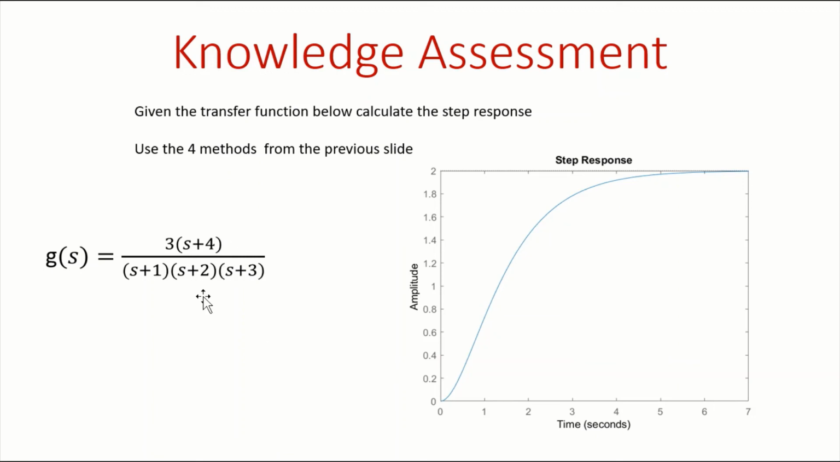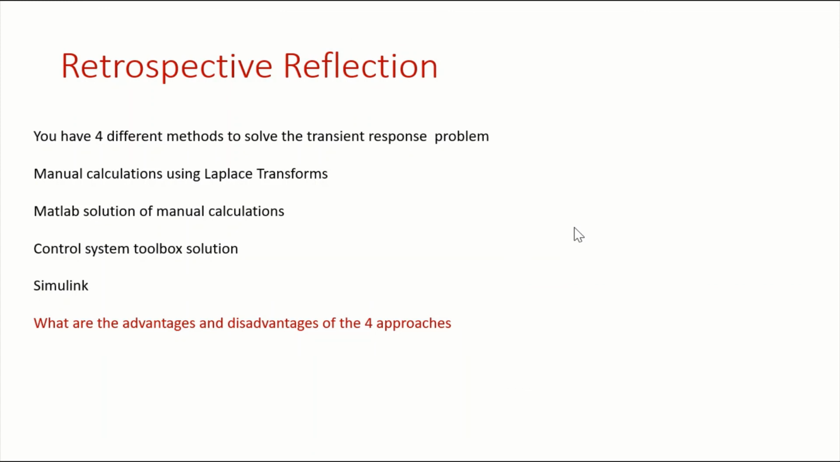So that'll give you some confidence then that if you've got any transfer function, you can get the step response, and you know a variety of ways of doing it. That's going to give you a lot of extra confidence in tackling any problem you might meet in this area. So final thing is a bit of retrospective reflection. So you have 4 different methods now to solve the same problem. Manual calculations using Laplace transforms, MATLAB solutions to the calculations, control system toolbox solution, and Simulink solution. So just think now what the advantages and disadvantages of the 4 approaches might be.